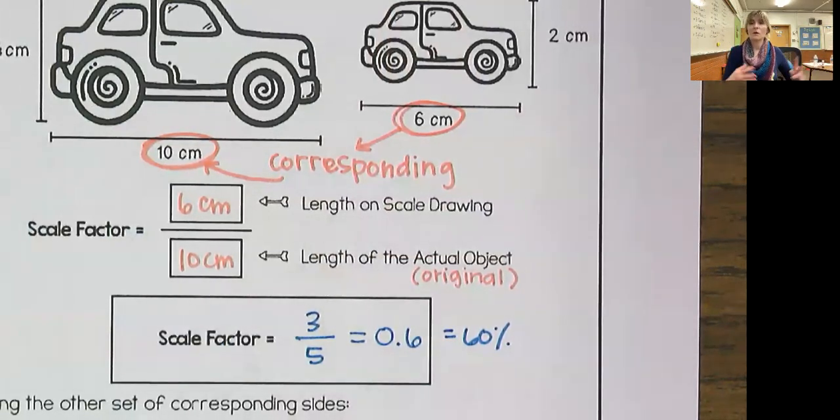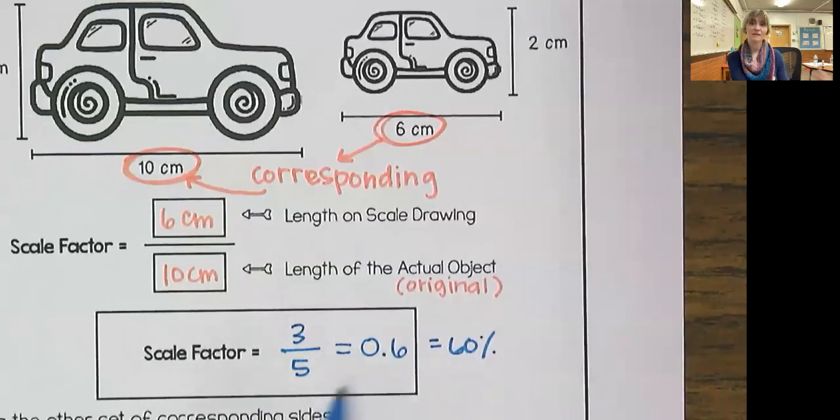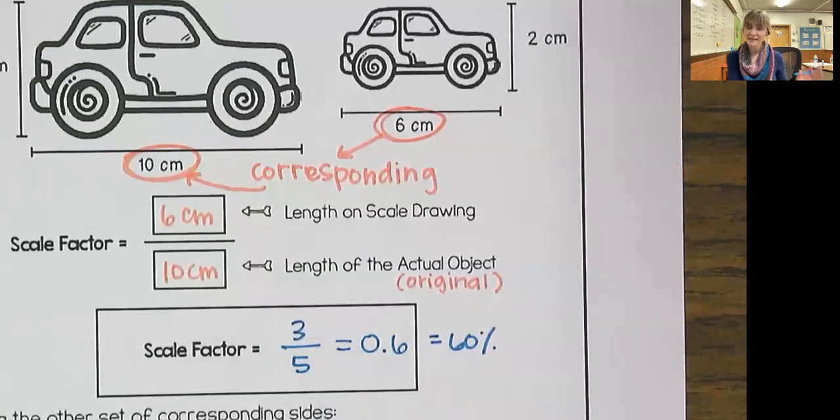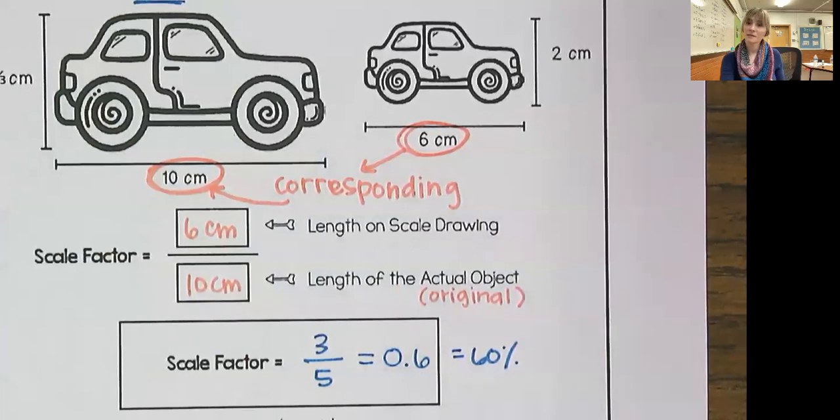Because it's smaller than 1, smaller than 100%, that shows you that her scale drawing decreased the size by a scale factor of 3/5 or 0.6 or 60%. Her drawing decreased the picture by 60%. Scale factor: fraction, decimal, percent, they're all good because they're all just different ways to write the same thing.